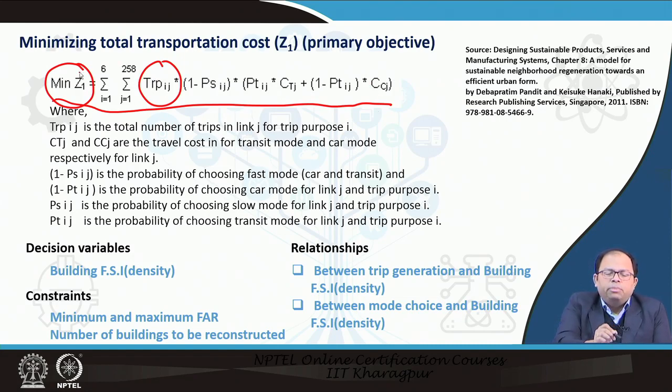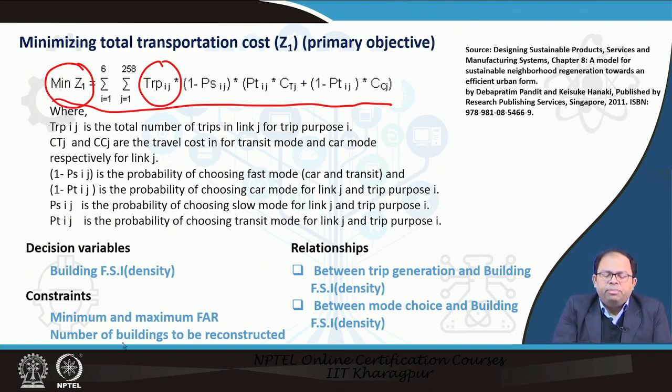So if this is our objective, then we have a decision variable, which is building FSI. That means if I change FSI, the transportation cost may reduce, and we use different constraints such as the minimum and maximum FAR that is allowed. That means we cannot keep on increasing FSI beyond a certain value. So there is a limit to that.